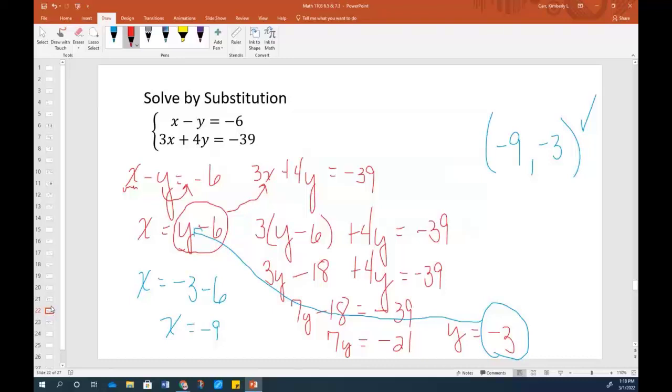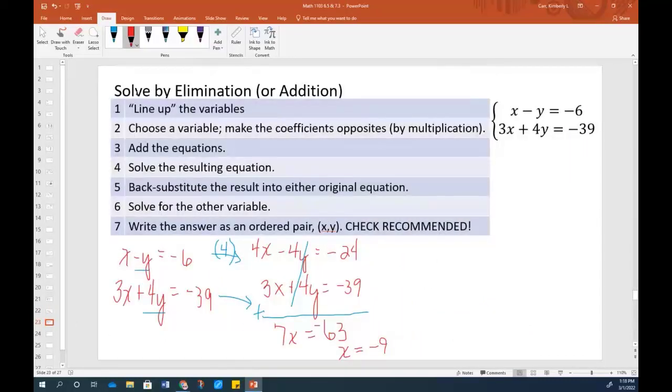Now, if you go back, x was negative 9 when we worked this problem the other way. So we're getting the same answer. Now, we're finishing up the same way. You want to back substitute.